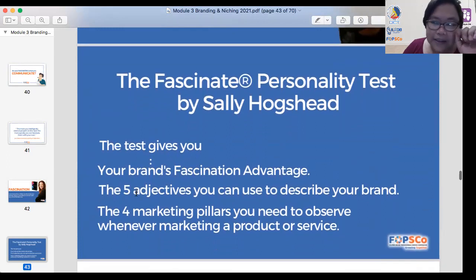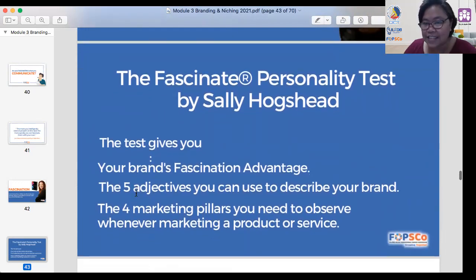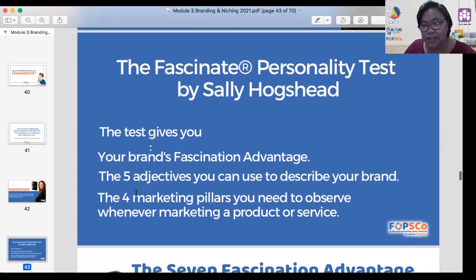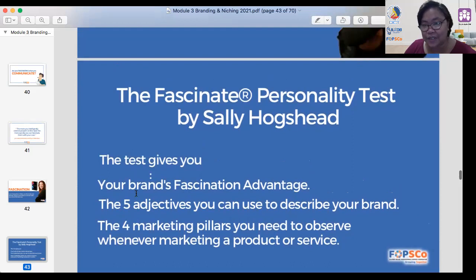Okay? And note that you need to take that fascination personality test before you can identify all this. It differs from person to person. So do not assume that you can copy another trainee's answer. Okay, iba-iba siya.